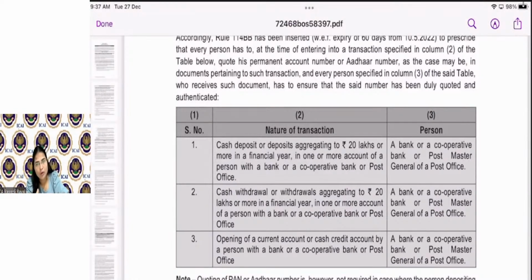Same, if your withdrawal from the bank is more than 20 lakh during the financial year, then you have to provide your PAN to the bank, so that the bank will know whether you have filed your return or not. If you have not filed your return, then over and above 20 lakh, they will deduct TDS under 194N. Same, if I want to open an account, I need to make an application for PAN. After getting PAN, I have to provide that PAN to the bank for opening a current account or cash credit account. Clear, everyone?